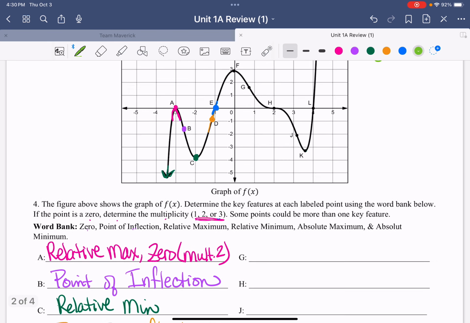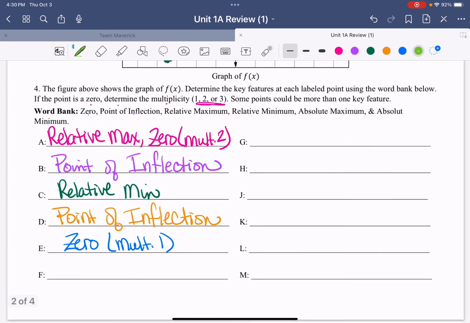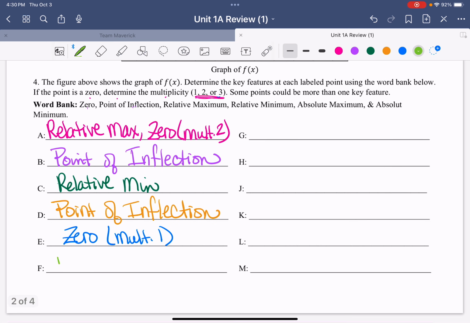All right, next is F. Here is F. It is, again, not a zero, clearly not a point of inflection. It is a relative maximum, but still not the biggest one, so it's not the absolute, but it is a relative maximum. I guess here, since I had room, I really should have written out the whole word. Didn't really have room on A.